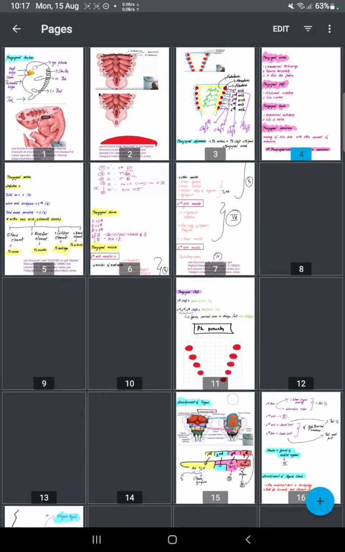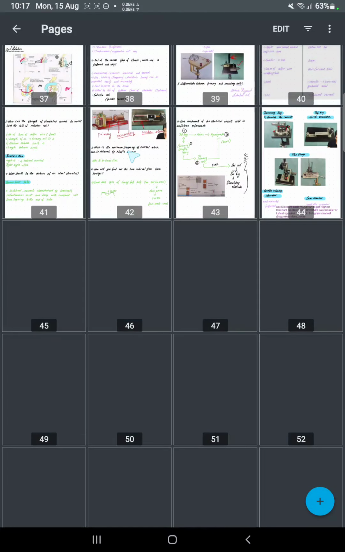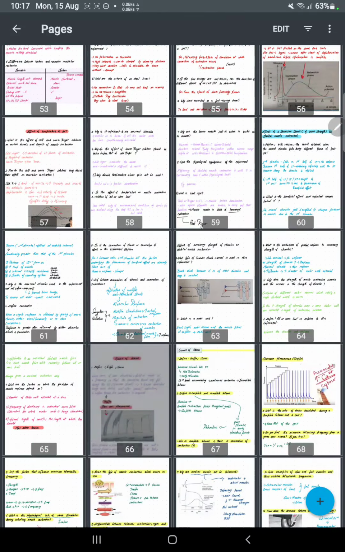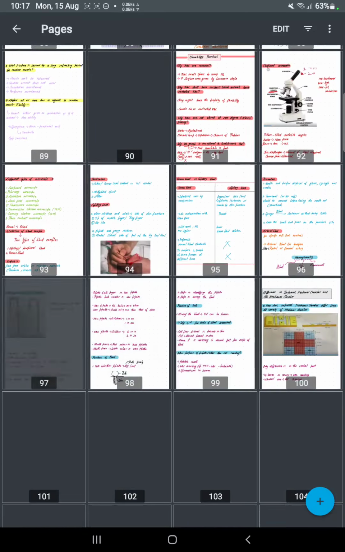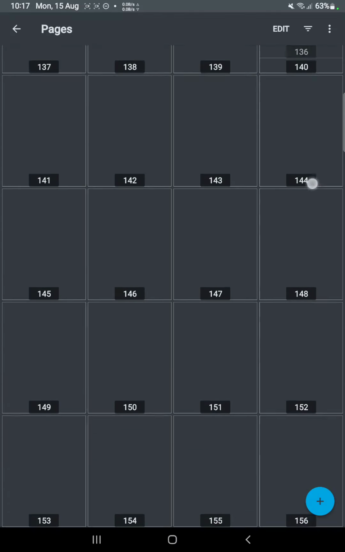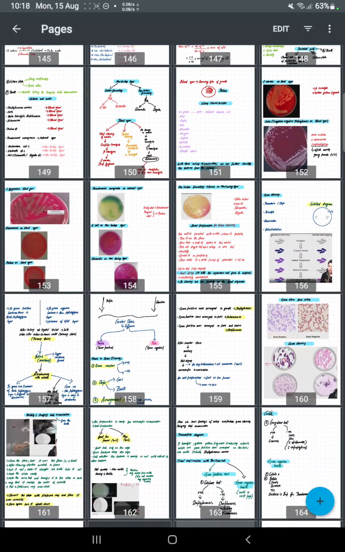Okay, so these are the embryology notes. Then these are the pharmacology experiments which are being shown. We also have the amphibian experiments. Okay, so these are the hematology part. All of these are being covered. Similar with biochemistry, and these are the microbiology slides.